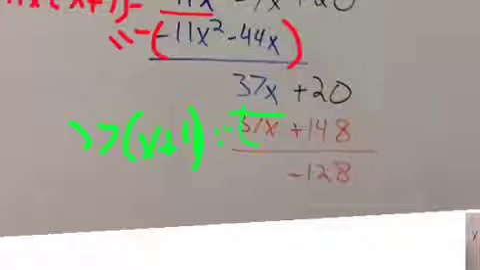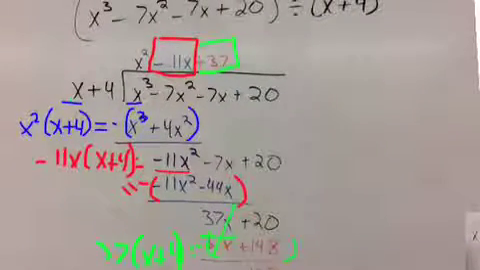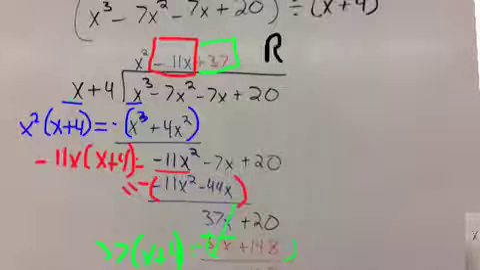Minus, so those go away. 20 minus 148 is going to be a negative 128. That's going to be our remainder, so we take that number all the way back to the top. So you have our answer here: x squared minus 11x plus 37, and now we have that remainder of negative 128.